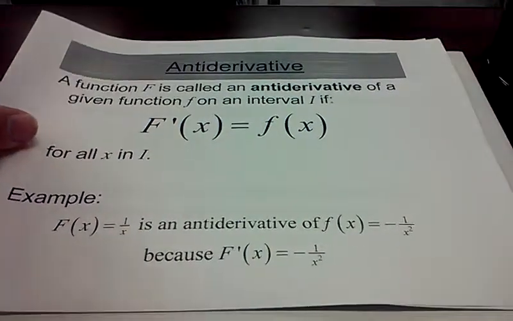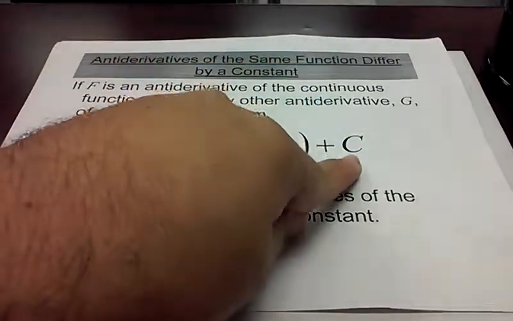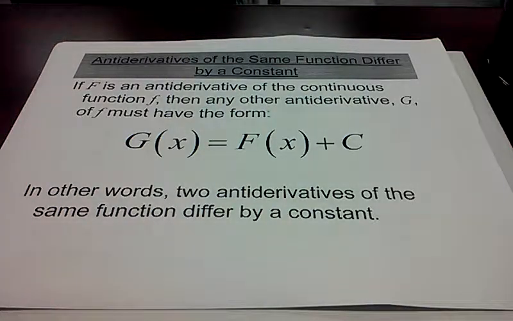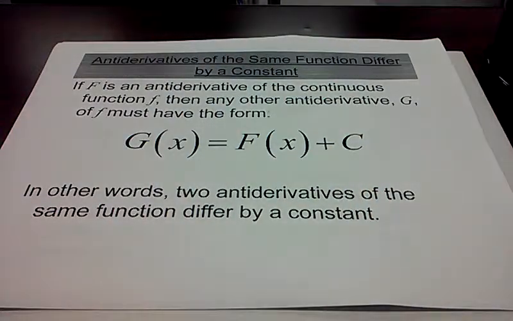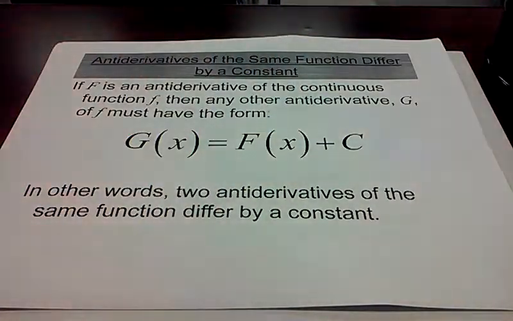Now, here's the thing. Whenever you take an antiderivative, you have to make sure that you include a plus C. The reason is because if you take the derivative of a constant, it's 0. So that technically goes away when you take the derivative of it. However, since this is an indefinite antiderivative, you have to include that plus C, which just represents any constant.